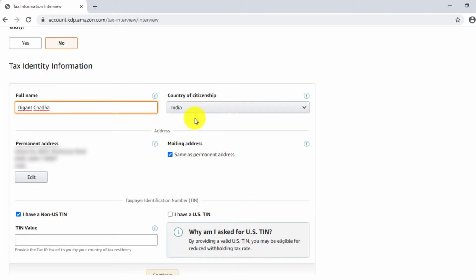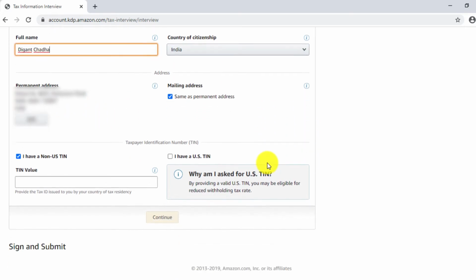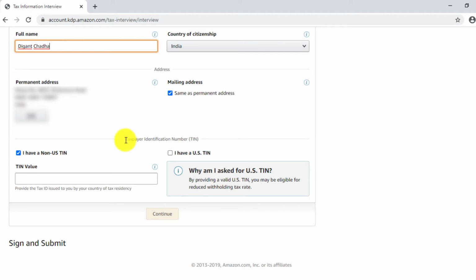Then my permanent address would be mentioned. My mailing address and permanent address are the same. Then it asks you for the tax identification number. If you have a US TIN number, you have to add it here. In case not, which is my case, I have a non-US TIN, a non-US tax identification number. I have an Indian TIN number, which is also known as the permanent account number. So I would simply add my PAN number here and click on continue.